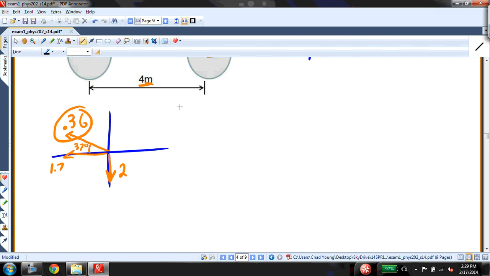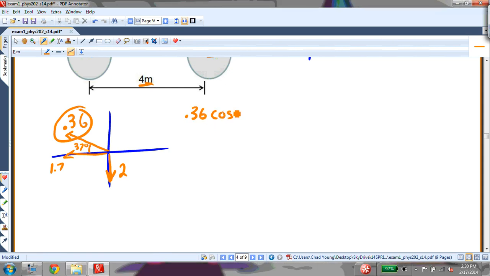And so I say 0.36 cosine of 37, and 0.36 sine of 37. That finds me my x and y components of E2.